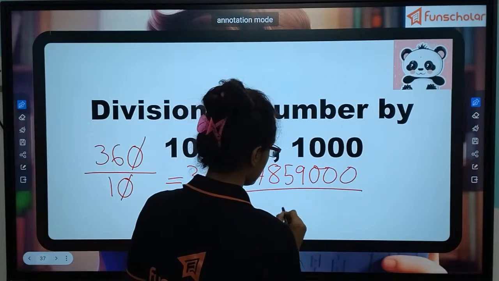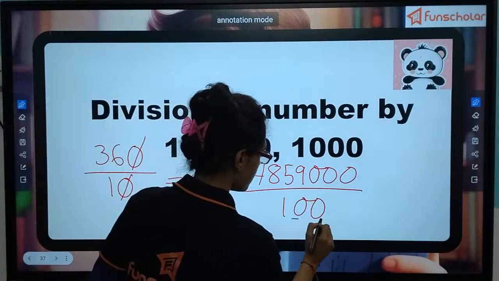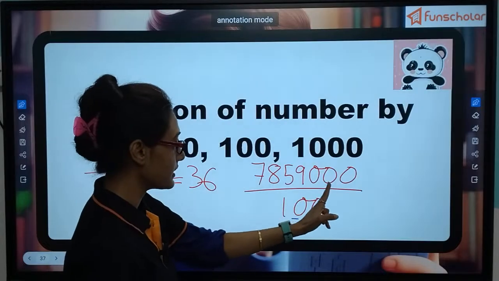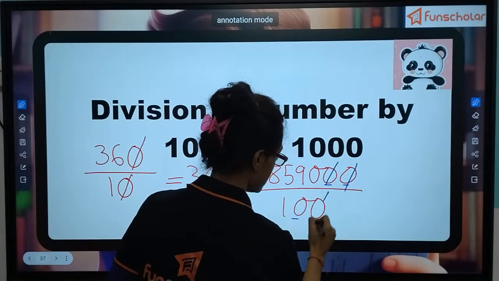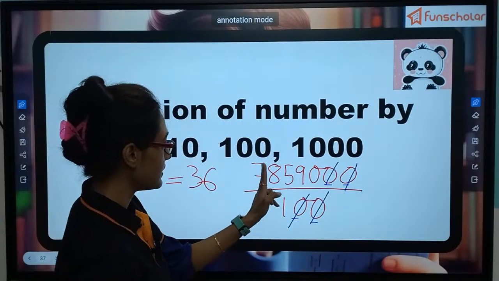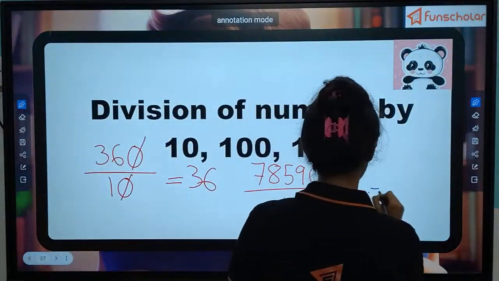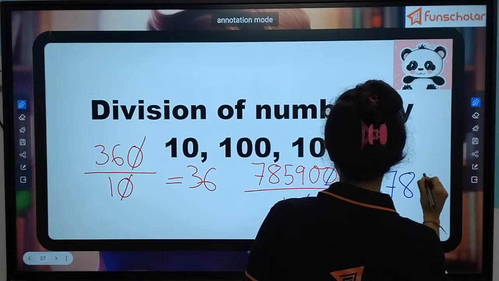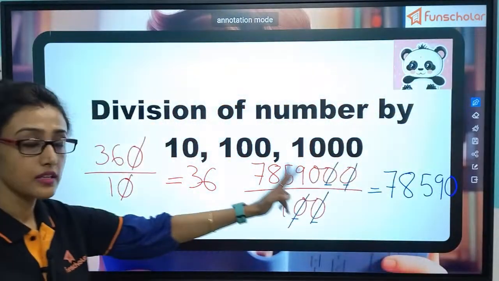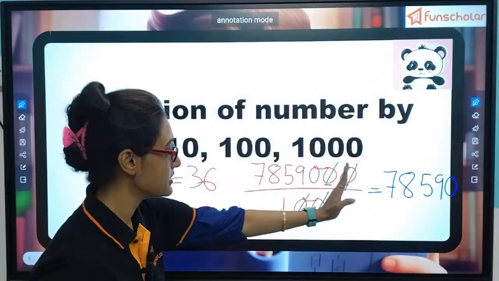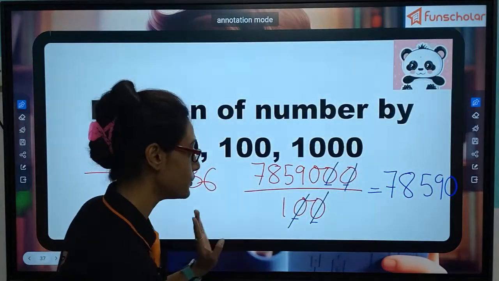Now if I say 785900 divided by 100. So look at this. There are 2 zeros here, and over here there are 3 zeros. You just cut this 2 zeros with this 2 zeros. And 78590 divided by 1 will be what? That number itself. So the answer will be 78590. As for 10, we cannot cut because there are 3 zeros, and in the divisor part there are only 2 zeros.